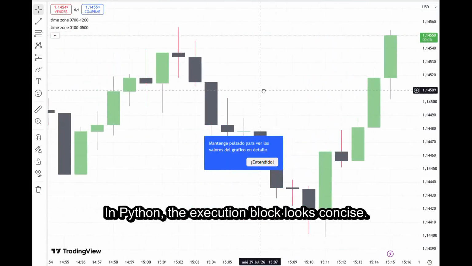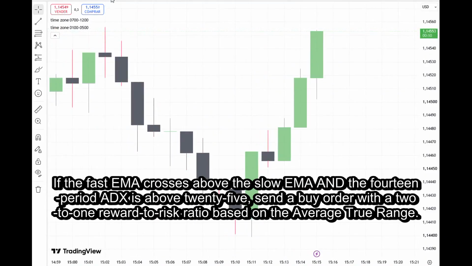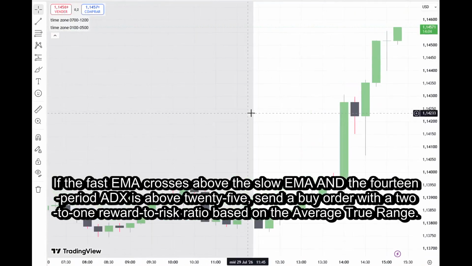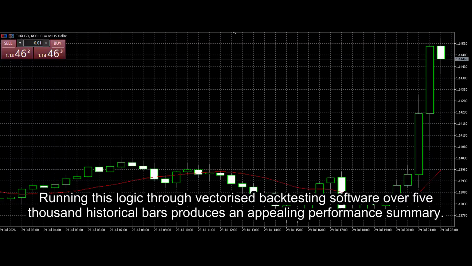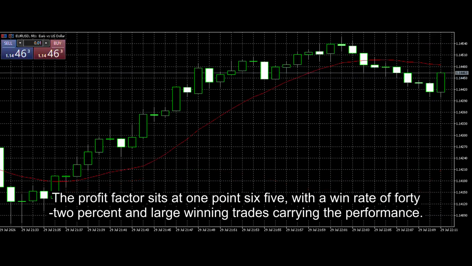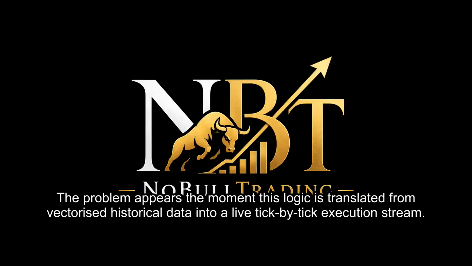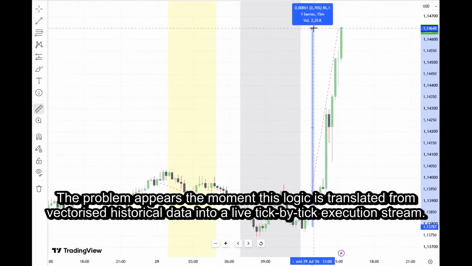In Python, the execution block looks concise. If the fast EMA crosses above the slow EMA and the 14-period ADX is above 25, send a buy order with a 2-to-1 reward-to-risk ratio based on the average true range. Running this logic through vectorized backtesting software over 5,000 historical bars produces an appealing performance summary. The profit factor sits at 1.65, with a win rate of 42% and large winning trades carrying the performance. The problem appears the moment this logic is translated from vectorized historical data into a live tick-by-tick execution stream.